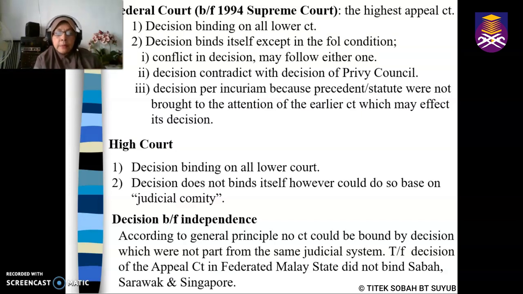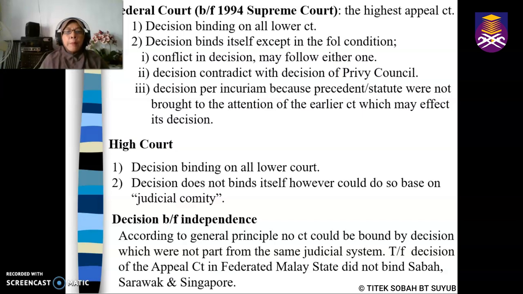Then under that situation, the Federal Court can now make a new ruling, because the previous decision is per incuriam. Silap lah decision yang sebelum ini. Silap sebab ada perkara, ada undang-undang yang tidak dibawa ke pengetahuan mahkamah pada ketika itu. And today it has been brought before the judge, and the judge can make a new ruling.